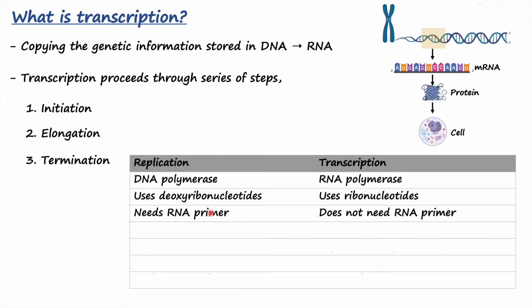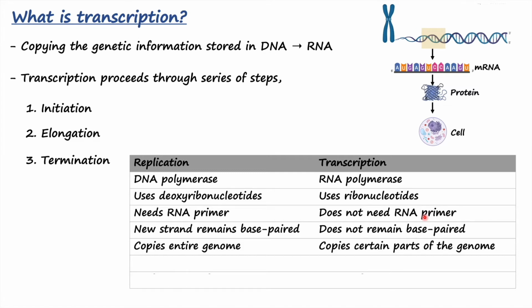Replication needs an RNA primer and transcription does not require an RNA primer, which is one very important difference. In replication, the new strands that are formed remain base paired, whereas in transcription, the new strand which is formed does not remain base paired with the template strand. Replication copies the entire genome, whereas transcription only copies certain parts of the genome.